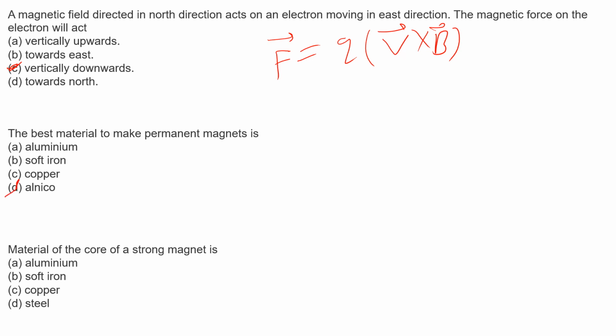Alnico is an alloy, so you can look at its configuration and its values of remanent magnetization and coercivity as well.